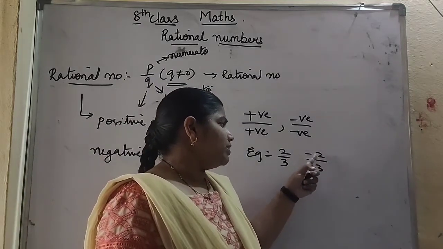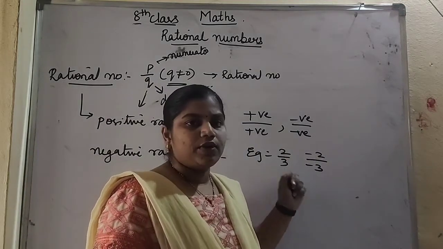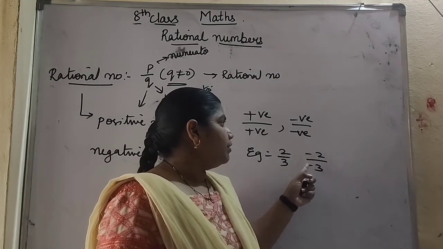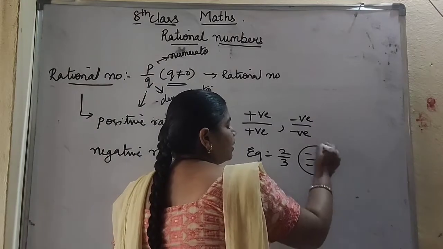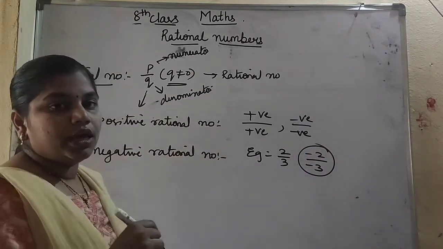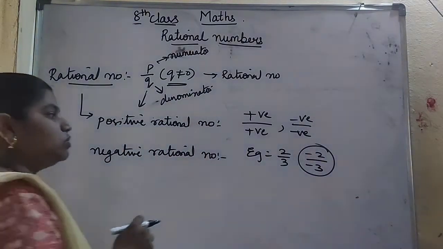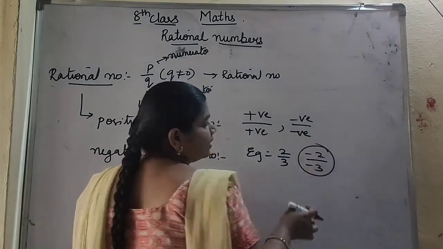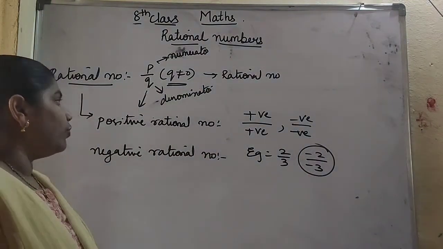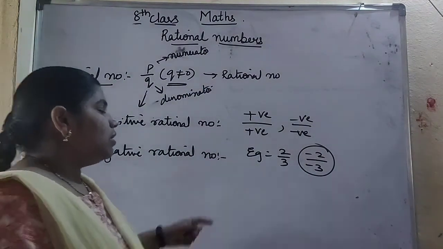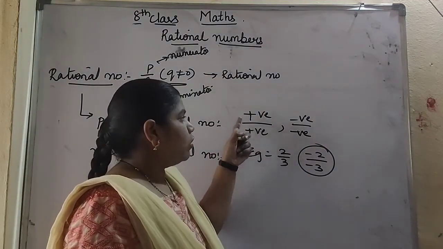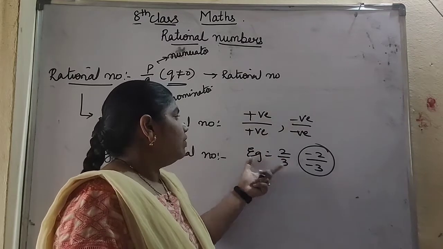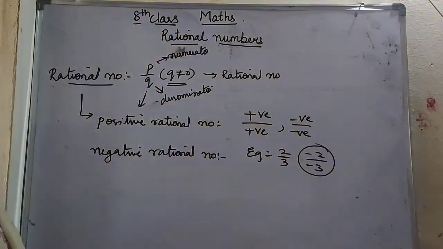Minus 2 is a negative value, and 3 is also a negative value. Both the numerator and denominator have the same signs. So minus 2 by minus 3 is also a positive rational number. If you multiply minus into minus, that will become plus here. So what are positive rational numbers? If the numerator and denominator have the same signs, we will call them positive rational numbers.